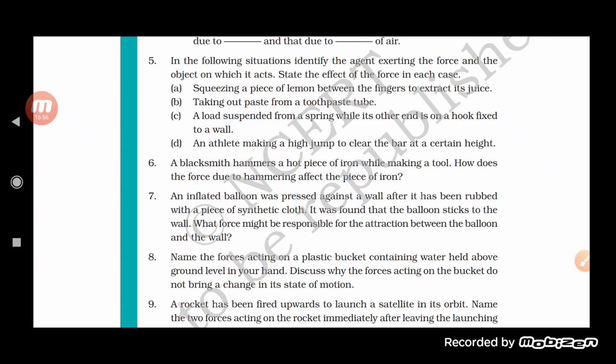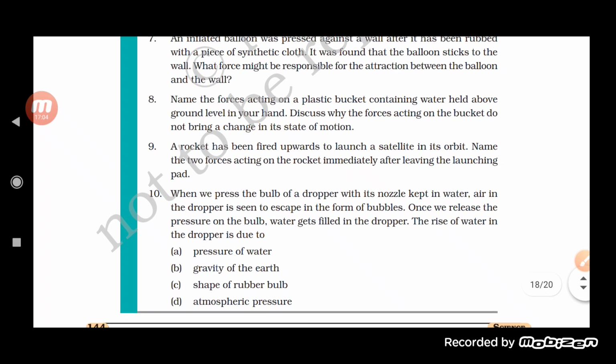Okay, next one is: name the force which is acting on a plastic bucket containing water held above the ground level in your hand, and also discuss why the force acting on the bucket does not bring a change in its state of motion. So here we are holding a plastic bucket containing water above ground level in our hand.